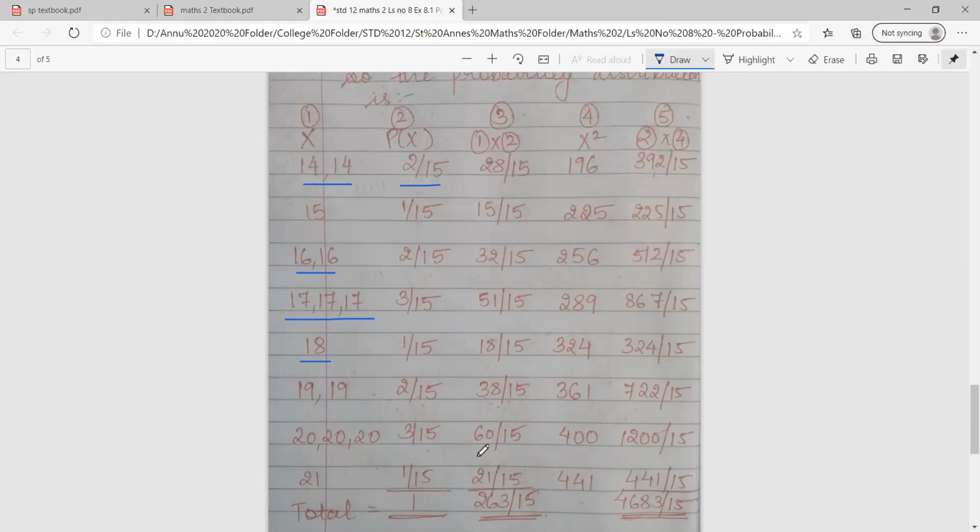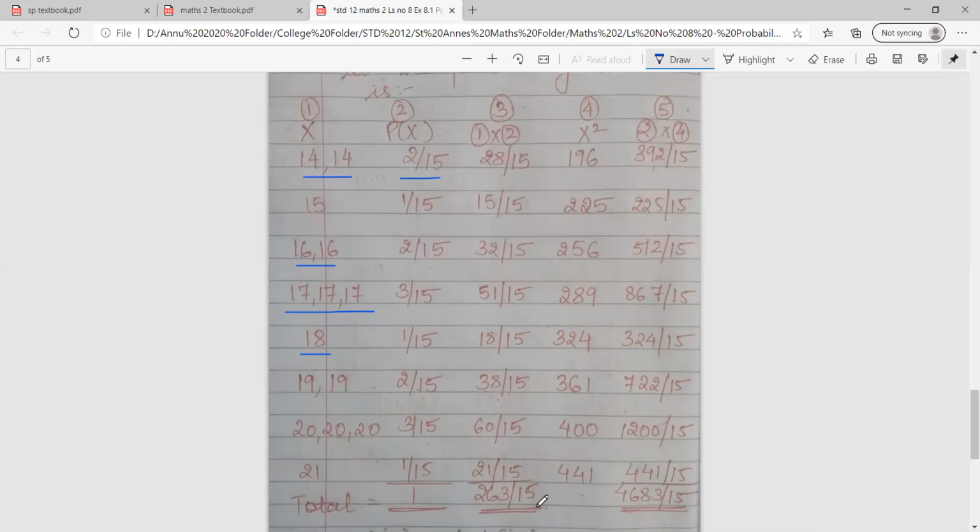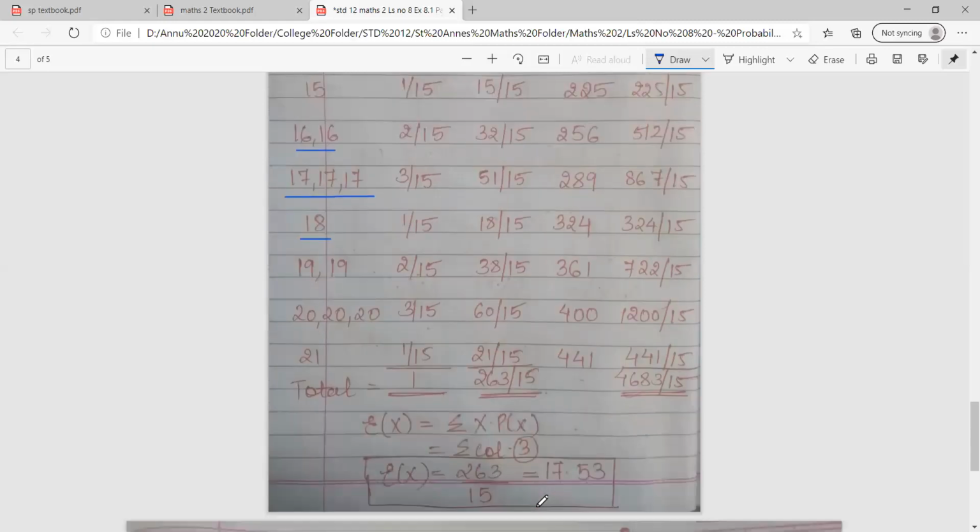So the total of the third column is 263 by 15, which is your E of X. As soon as you do the total, you should always write the formula down and complete it. So as you can see, E of X is equal to summation X into P of X, or the summation of column number 3. So 263 divided by 15 gives you 17.53.